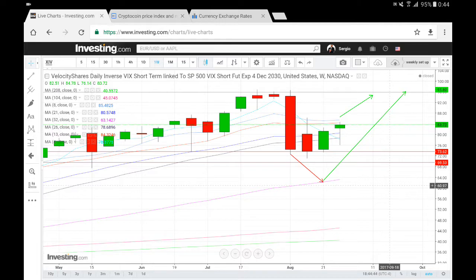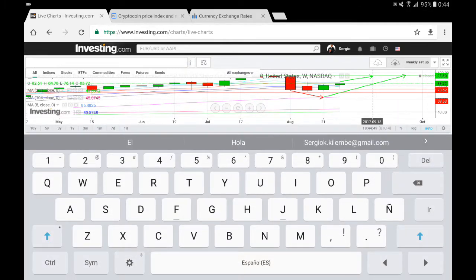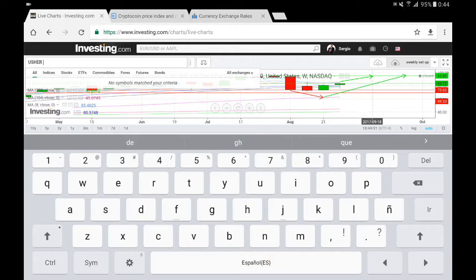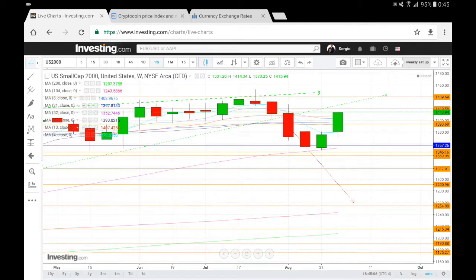Now let's move on and let's have a look at the Russell 2000, US 2000 small caps. Okay, small caps, here we go, boom.